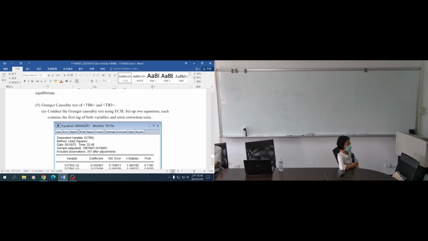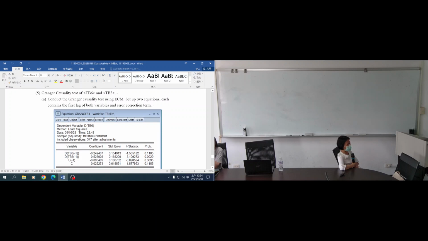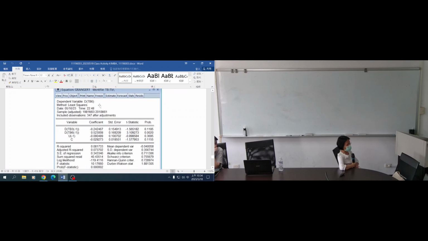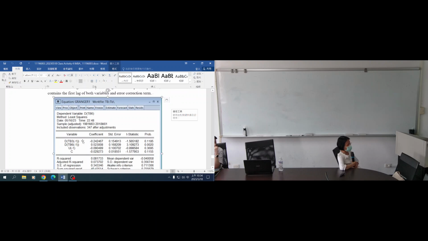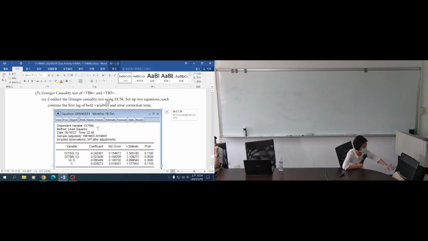And here, the fifth one, the Granger causality test. So how many lags do you use? I only use one lag. Just one lag? Does it have to be multiple? You mean several lags, more than one, to test the Granger causality? Because I'm not even sure about this one. What is the Granger causality test? Is it the test with lag 1 variable, to test if this factor will affect TB6?